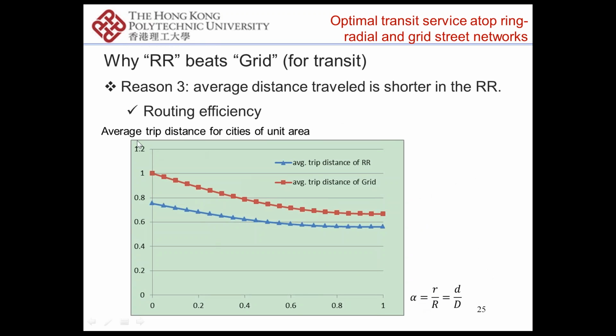When we plot the average trip distance, we find that the average trip distance of grid is much higher than that of ring-radial. When r is equal to 0, the difference is actually 25%. Even when alpha is equal to 1, the difference is 16%. So this means for a grid network, passengers on average will travel a much longer distance. This is one reason that ring-radial will beat grid for transit only.